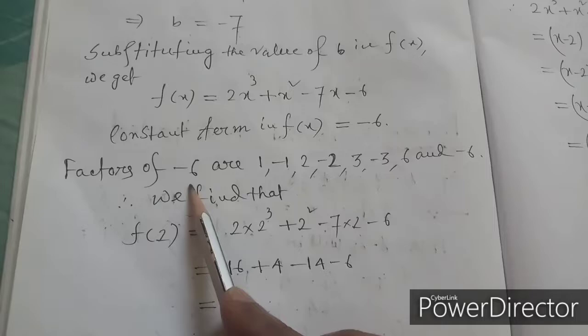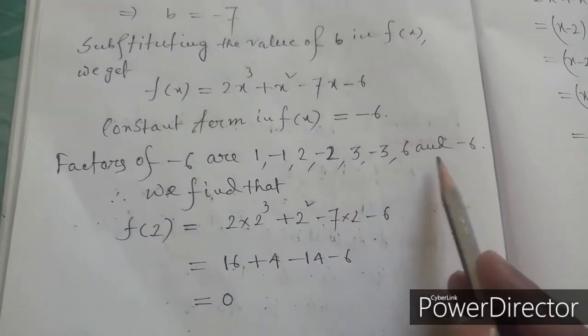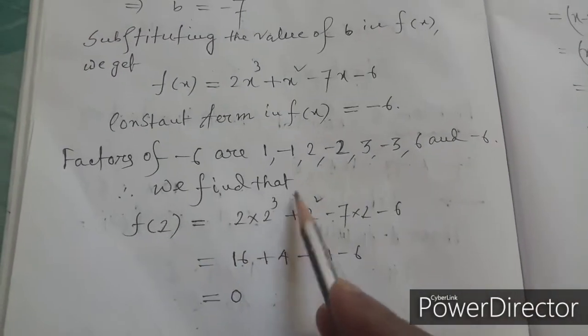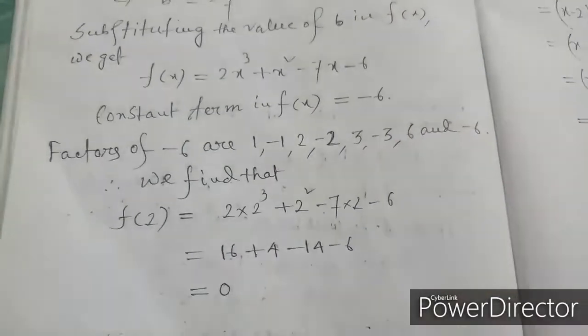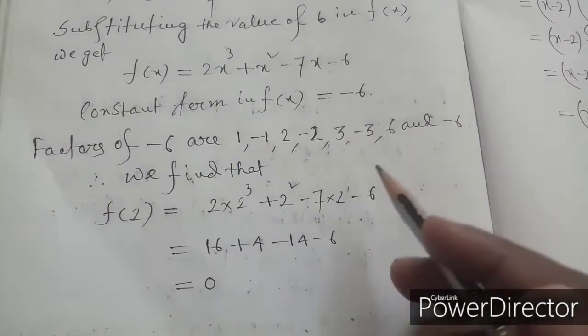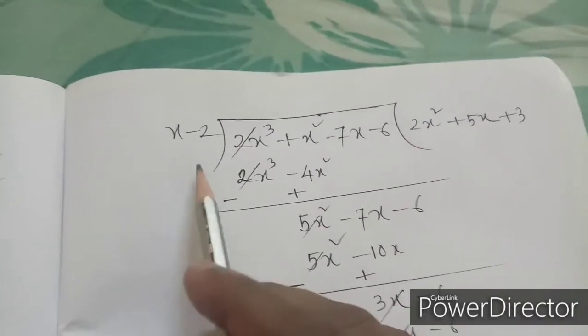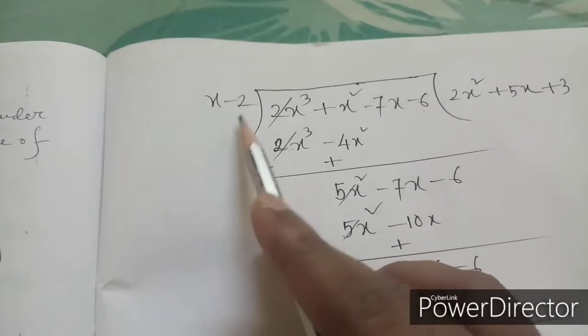So now the factors of minus 6 are 1, minus 1, 2, minus 2, 3, minus 3, and 6 and minus 6 obviously. Now we find that clearly f(2) equals 0. You can check it. And for the other values, f(x) cannot be 0. Got it? So now, since f(2) equals 0, x minus 2 is a factor of f(x). So we can now divide the original polynomial f(x) by x minus 2.